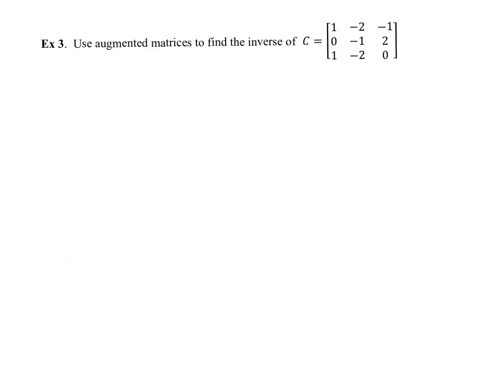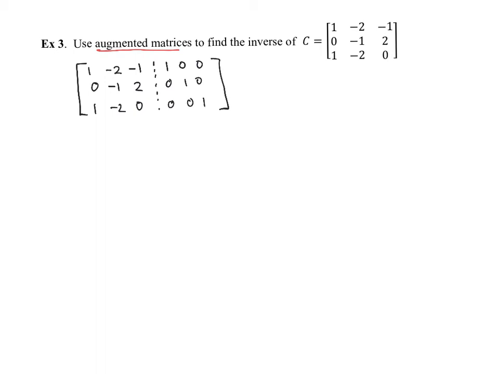Okay, I'm going to do one more example. This time we're going to use a 3 by 3 matrix, but we are still using augmented matrices to find the inverse. So I'm going to augment my matrix C with the appropriate identity matrix. Make sure you copy it correctly. Okay, so identity matrix 1, 0, 0, 0, 1, 0, 0, 0, 1.